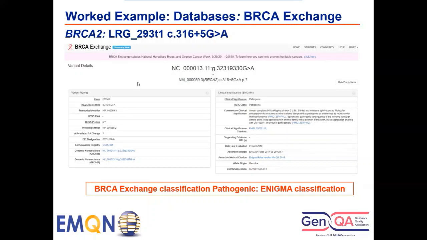And the BRCA Exchange page will also refer to the ENIGMA classification in this case, which summarizes all the work that has been done on exon 3 skipping within BRCA2. This variant has been tested extensively, and this variant leads to an almost complete skipping of exon 3. And both this variant, but also loss of exon 3, which is in frame, is pathogenic, and therefore this variant is classified as pathogenic according to the ENIGMA classification.